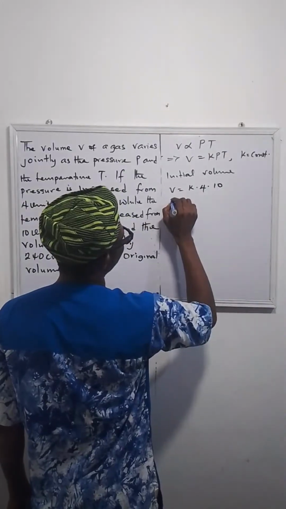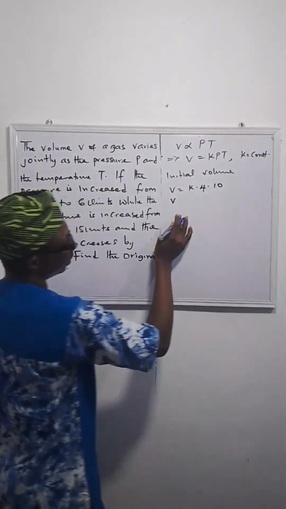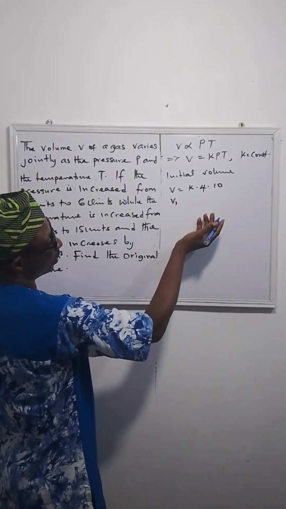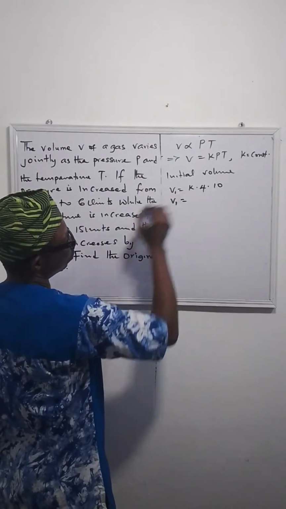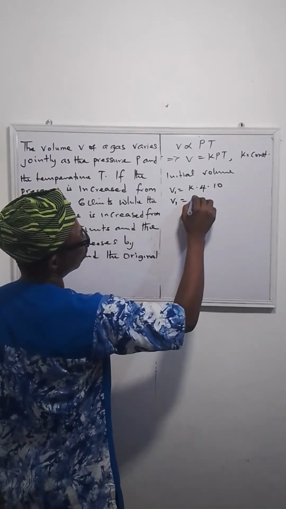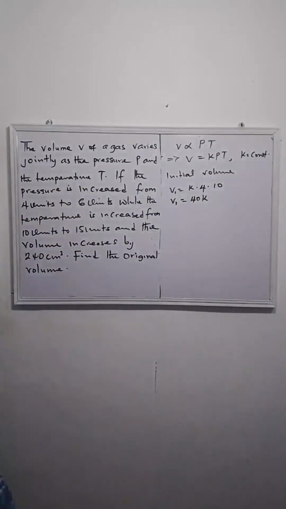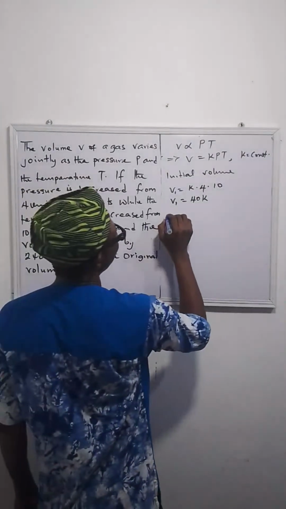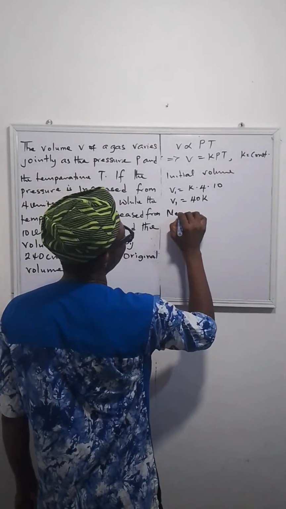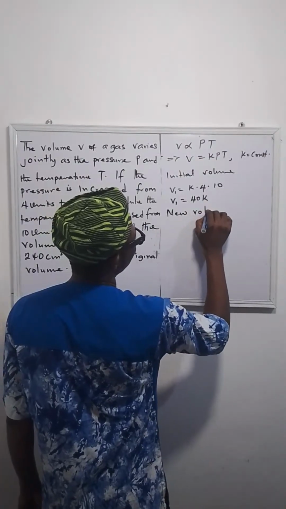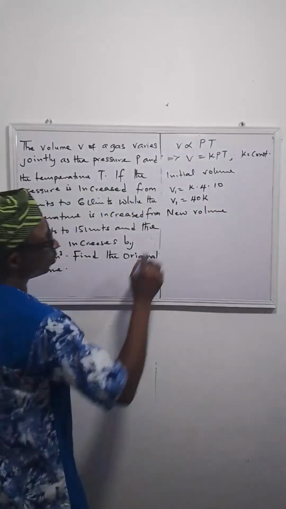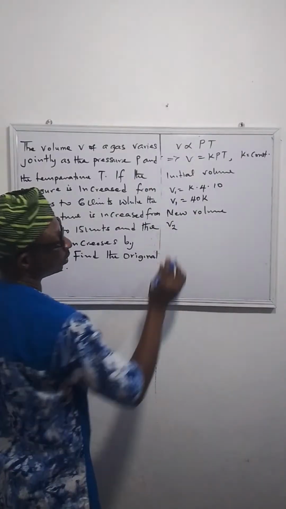So that means we have V initial. You can call V initial V1. So this will be V1. So we have 40K. All right, let's take note of that. Now let us look at the new volume.